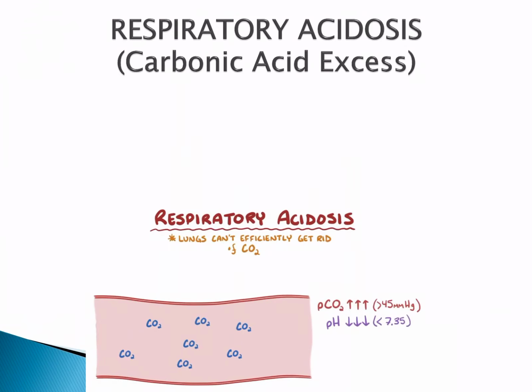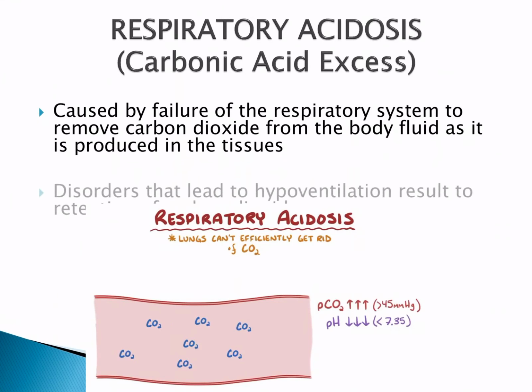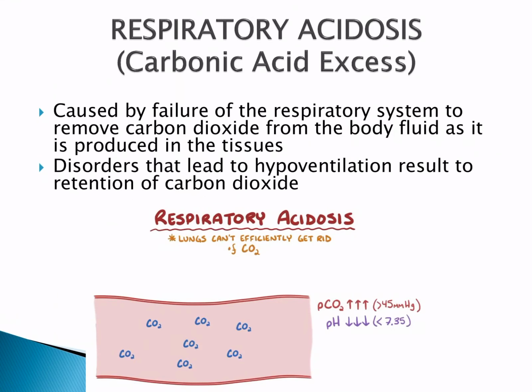So for your respiratory acidosis, which means carbonic acid excess. Okay, so remember your carbon is acid. If you have increased carbon dioxide in the body, the body is experiencing an acidotic state or acidosis. It is caused by failure of the respiratory system to remove carbon dioxide from the body fluid as it is produced in the tissue. So disorders that lead to hypoventilation result in retention of your carbon dioxide. Okay?